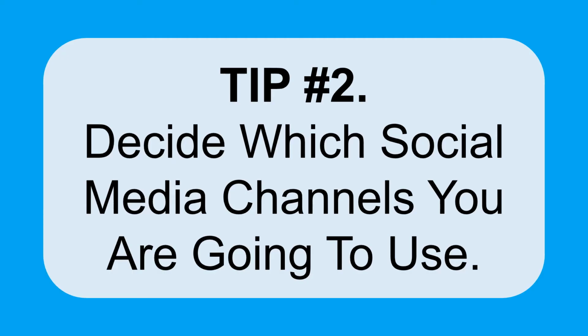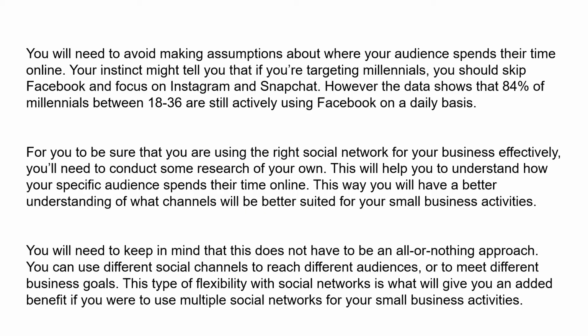Tip 2. Decide which social media channels you are going to use. You will need to avoid making assumptions about where your audience spends their time online. Your instinct might tell you that if you are targeting millennials, you should skip Facebook and focus on Instagram and Snapchat. However, the data shows that 84% of millennials between ages 18 to 36 are still actively using Facebook on a daily basis. For you to be sure that you are using the right social network for your business effectively, you will need to conduct some research of your own.